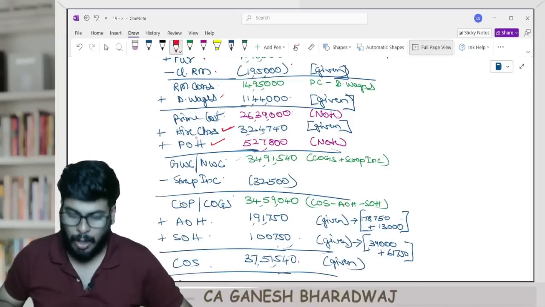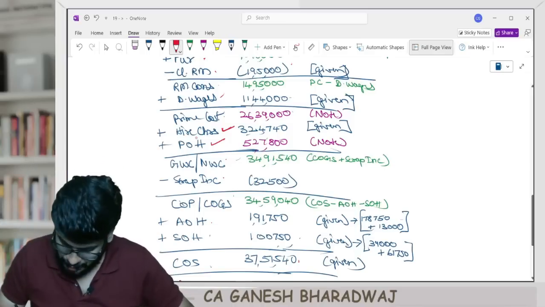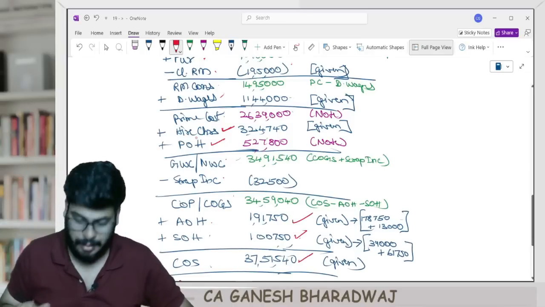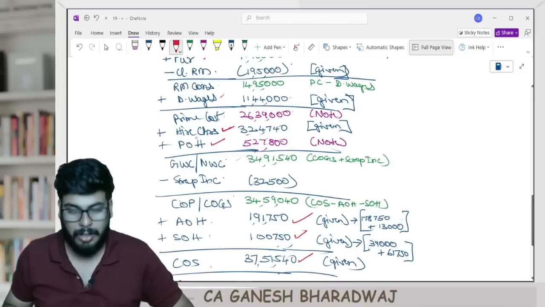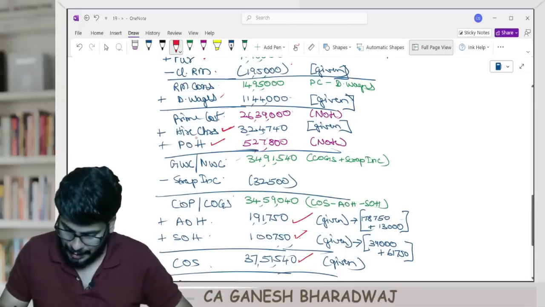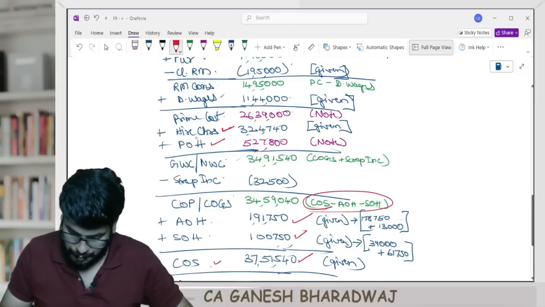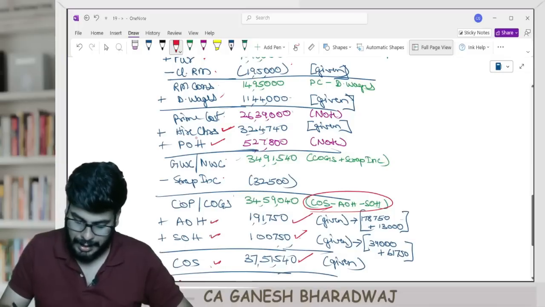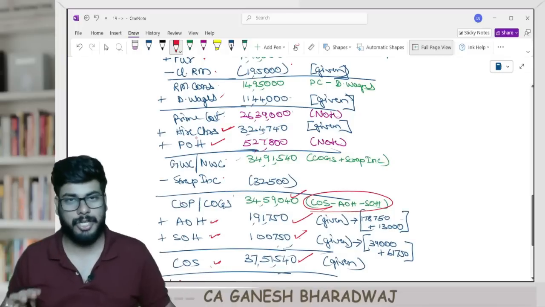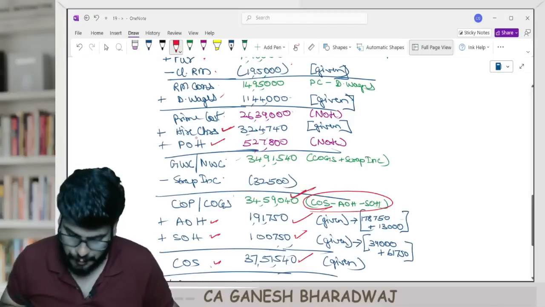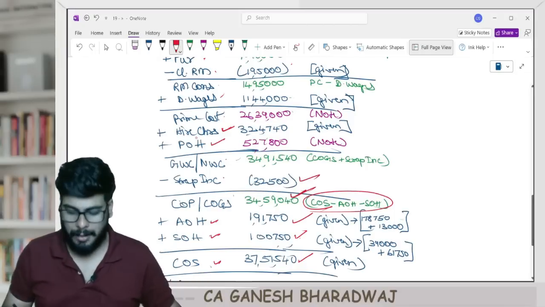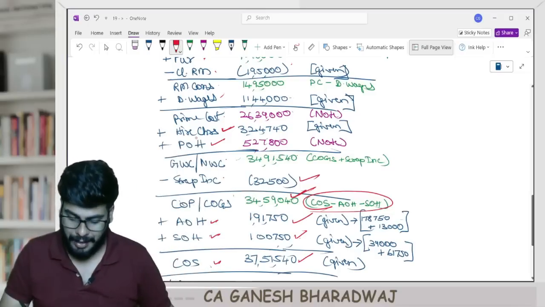So now what we will do is we will start from the bottom. This figure is given. This is given. This is also given. So the cost of goods sold, can I say it's a balancing figure? That is nothing but what I have mentioned here. Cost of sales minus SOH minus AOH. You will get this cost of production. Right. Now we have got this figure. This figure is also available. So the net works cost is a balancing figure, right?